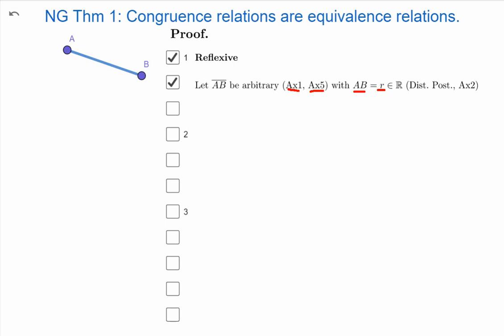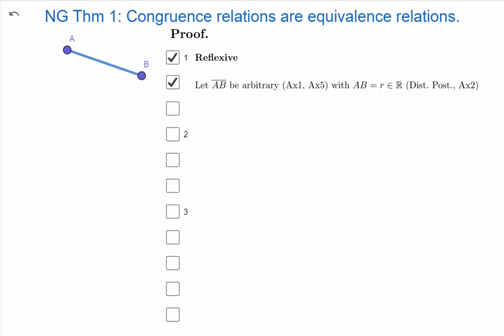Now, it's important to notice this difference. When I put the bar over AB, it means the line segment AB. When I just write AB together, it means the distance between A and B. So that's an important piece of notation we use, and it'll be important to understand that as we go forward.